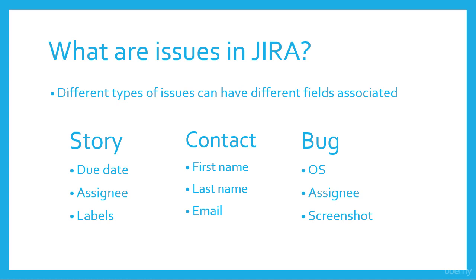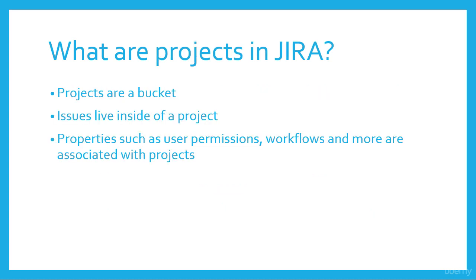So I really want to point this out because with an issue, you can have different fields associated with different types of issues. So a user story would not have the same fields associated with a contact, but as far as Jira is concerned, they're both issues. They just have different fields associated with them. All right, so that's a rundown of what issues are.